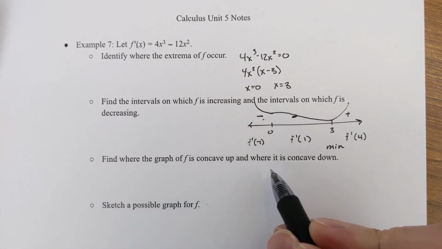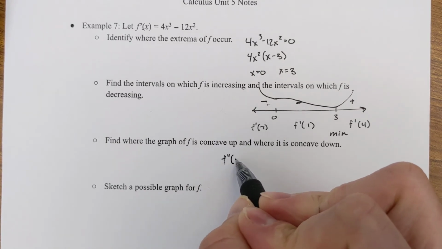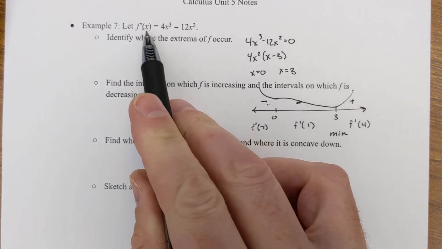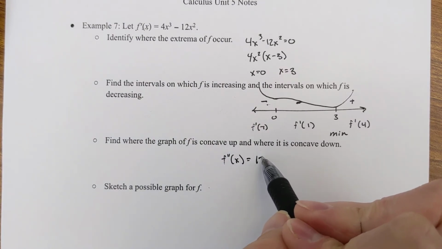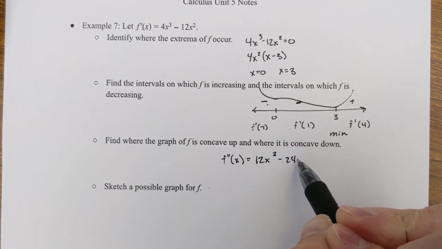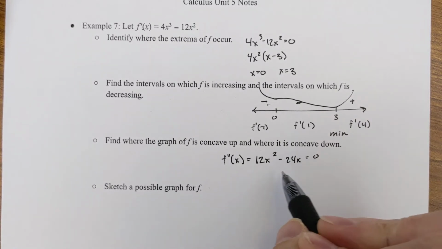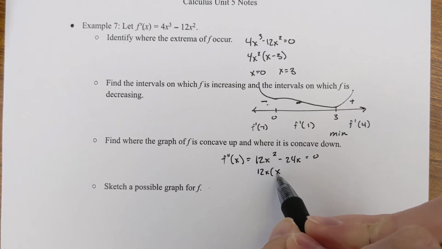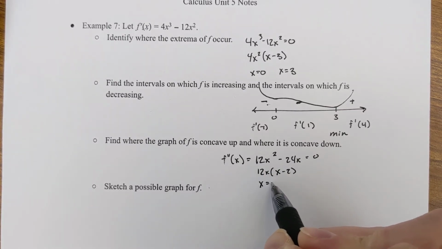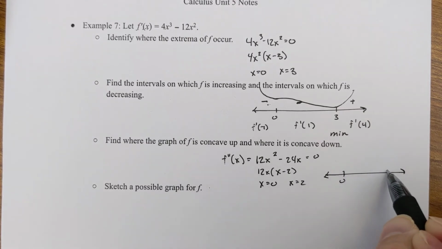Find where the graph is concave up and where it's concave down. So that means I need the second derivative. So f double prime. I already have the first derivative. So this is going to be 12x squared minus 24x. I'm going to set this guy equal to 0. So I can factor a 12x out, which gives me x minus 2. So at x equals 0 and x equals 2. And those numbers go on my number line.